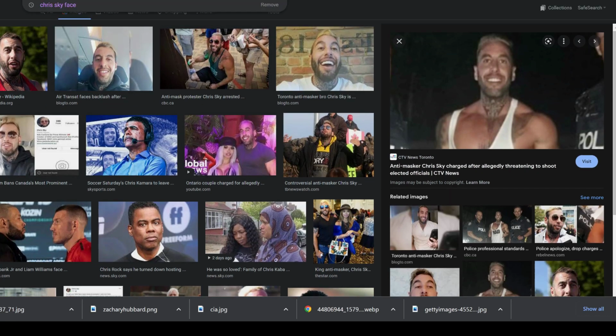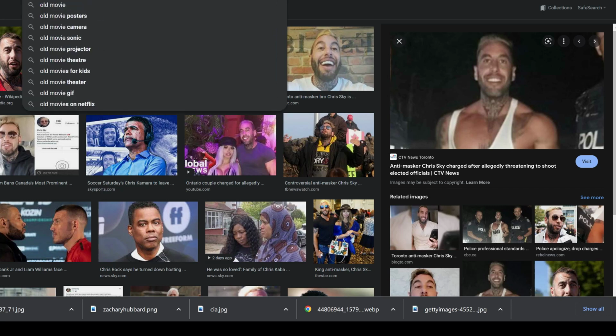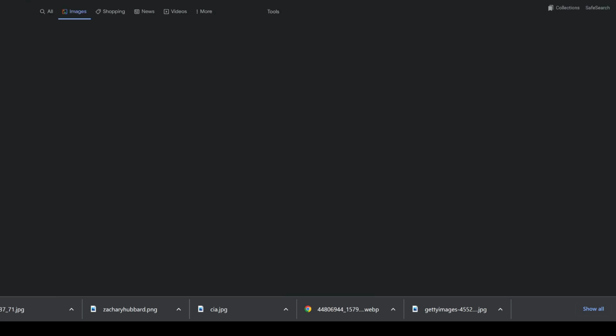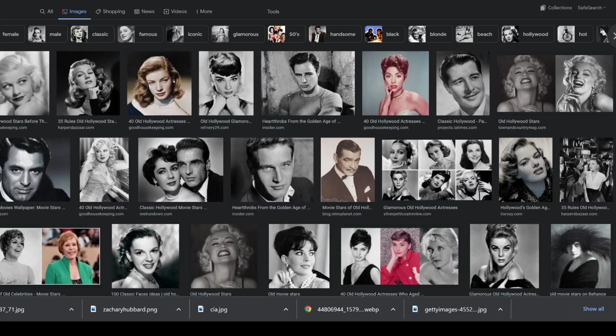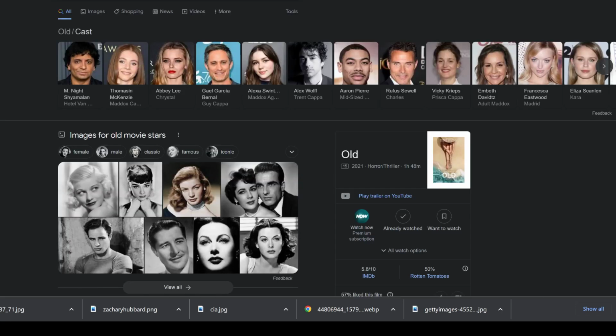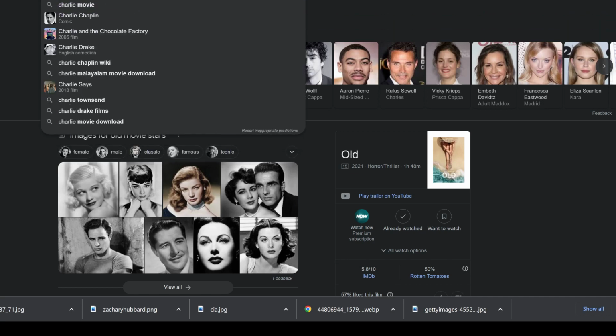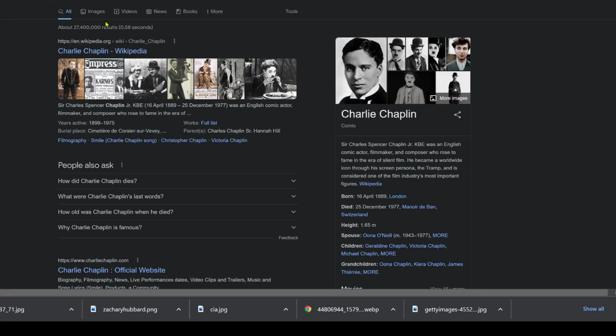Right, old movie stars. Old movie stars. Right. Who should we go for first? Well, let's go. In fact, hang on. It might bring up pictures. That's taking forever. What's M. Night Shyamalan doing in there? Shyamalan. I can't say his name. These are not old movie stars. Why are you bringing that lot up to me? Right. Let's do Charlie first. If we're going to do any old movie stars, we'll start with the star of silent films.